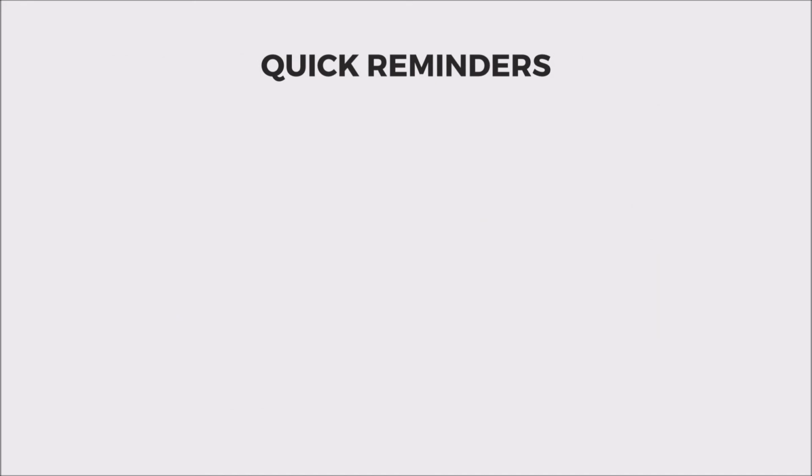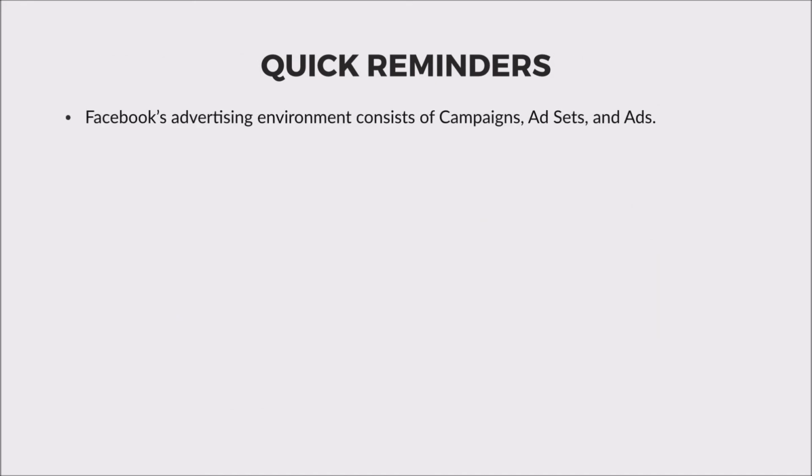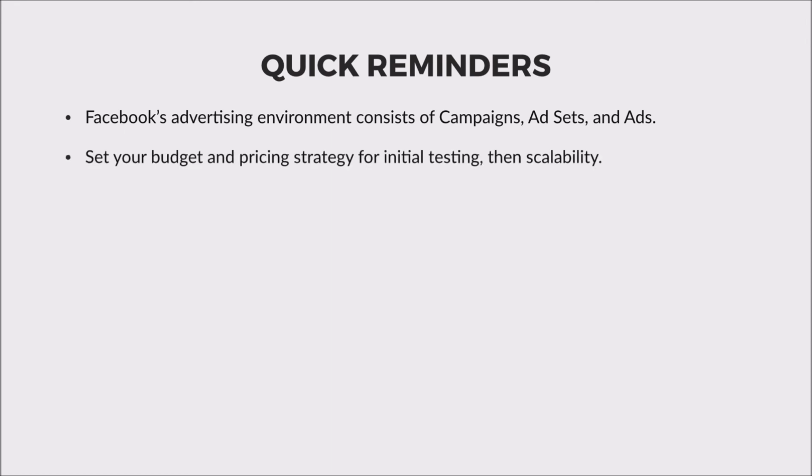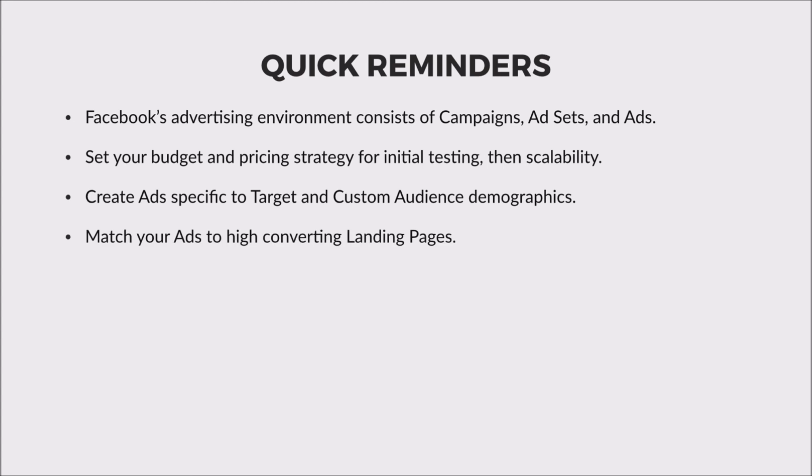Here are a couple of reminders of what we've gone through in this module. Facebook's advertising environment consists of campaigns, ad sets, and ads. Each level has settings you'll want to tweak for your particular objectives. Set your budget and pricing strategy for initial testing and then scalability. For example, remember to use the daily budget limit so your traffic is spread over a period of days to better monitor your initial results. Create your ads and ad sets specifically for your target and custom audiences, tying together relevant ads with your high converting landing pages and blog posts.